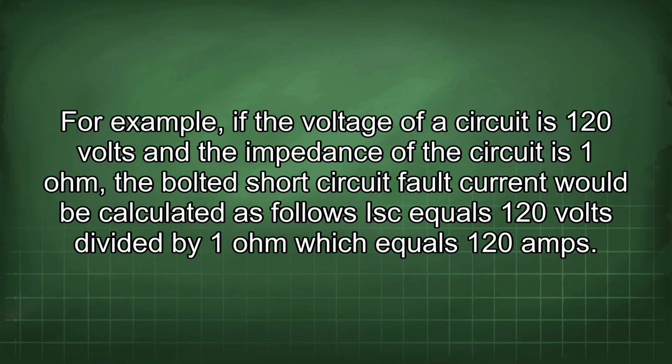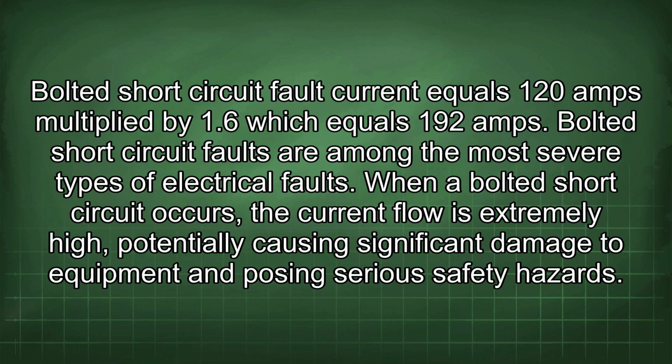For example, if the voltage of a circuit is 120 volts and the impedance of the circuit is 1 ohm, the bolted short circuit fault current would be calculated as follows: ISC equals 120 volts divided by 1 ohm, which equals 120 amps. Bolted short circuit fault current equals 120 amps multiplied by 1.6, which equals 192 amps.